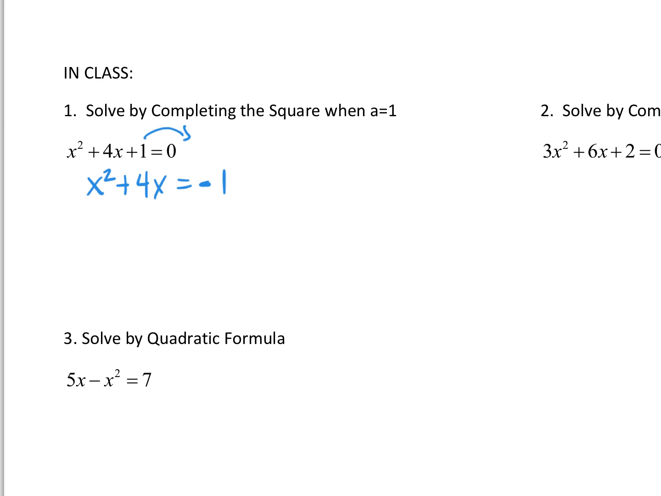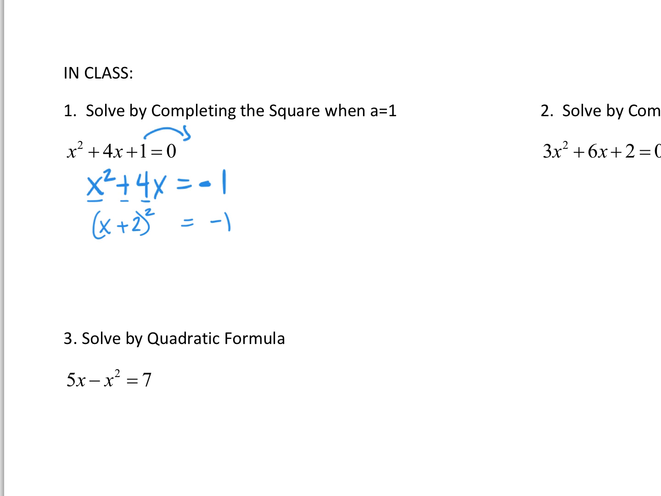So here's how this would work. You're going to copy the variable. You're going to copy the sign. So it's copy, copy. And then the next number, you're going to cut it. Copy, copy, cut. Cut it in half. So what's half of 4? 2. Okay, and this is what's getting squared, and it equals negative 1.